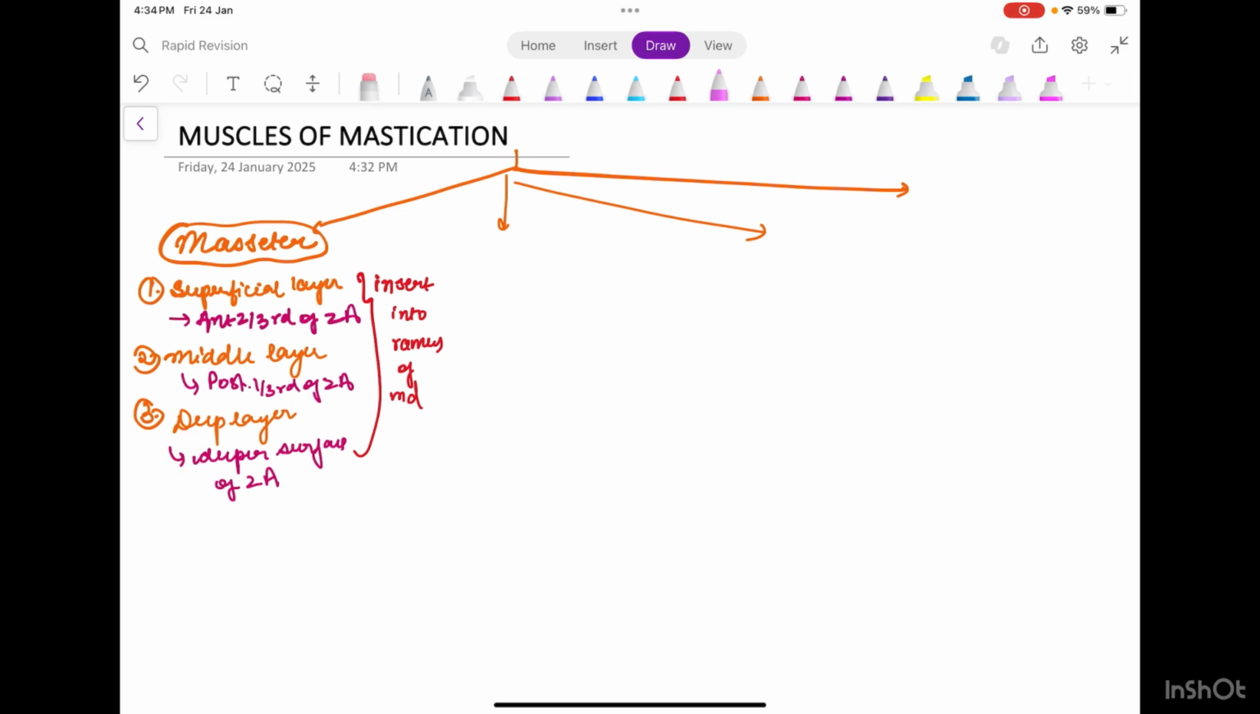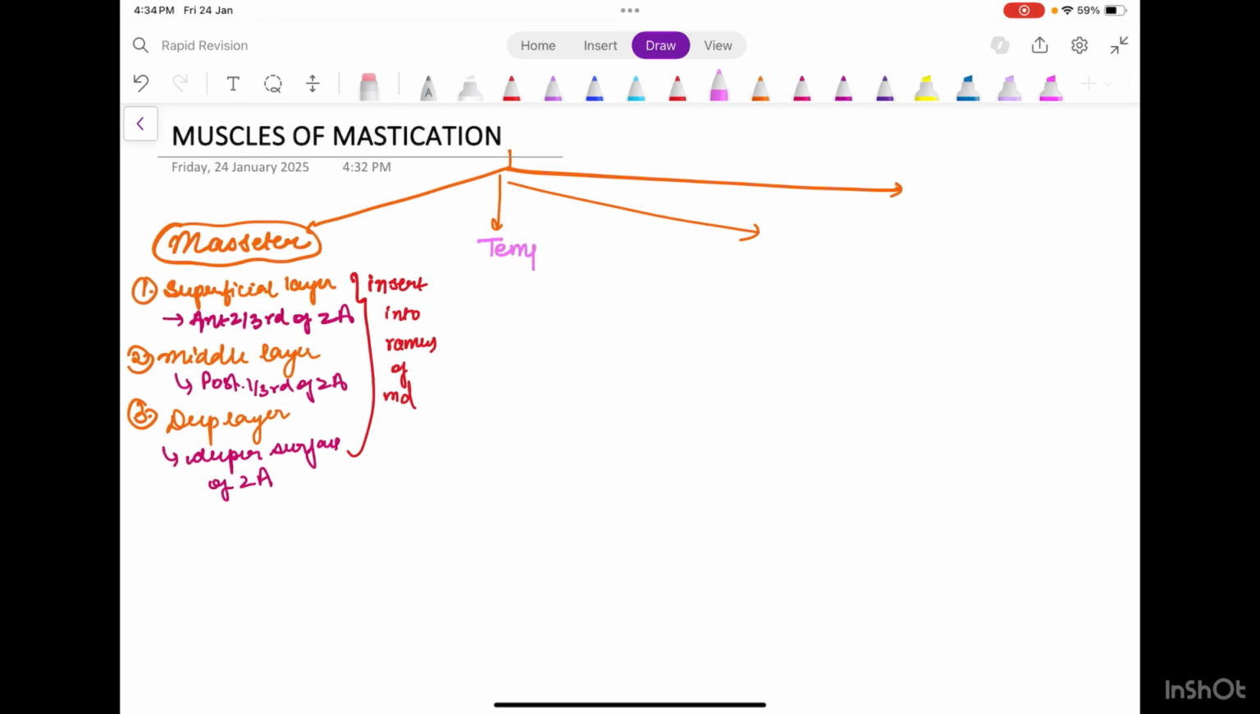Now let's talk about the second one, which is temporalis. Now in temporalis, you should know that the origin is basically from the temporal fossa, excluding zygomatic bone, and from the temporal fascia.